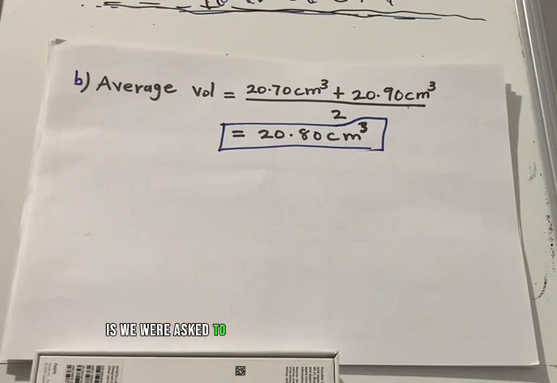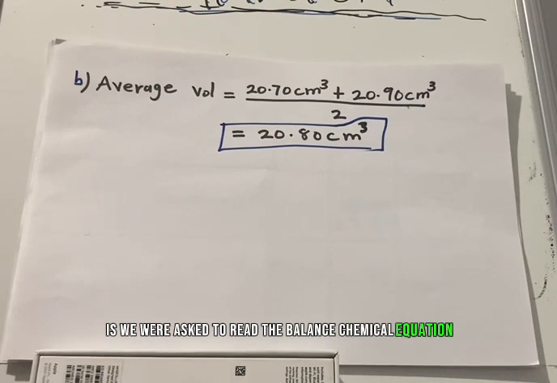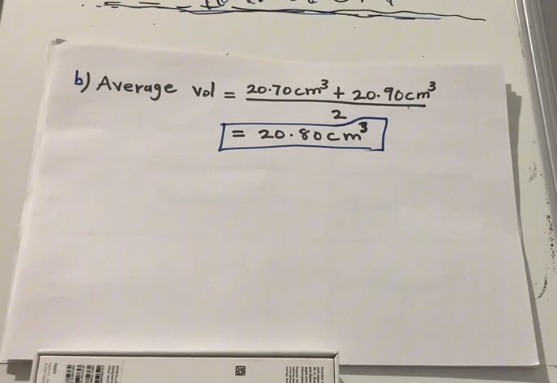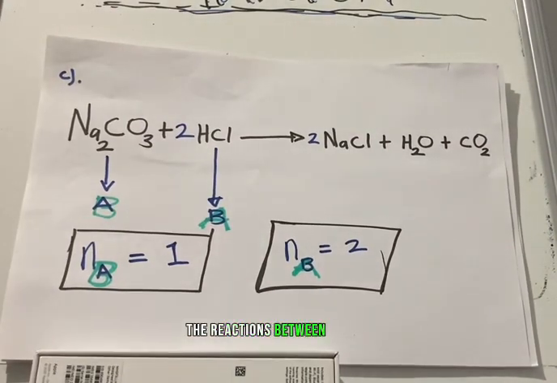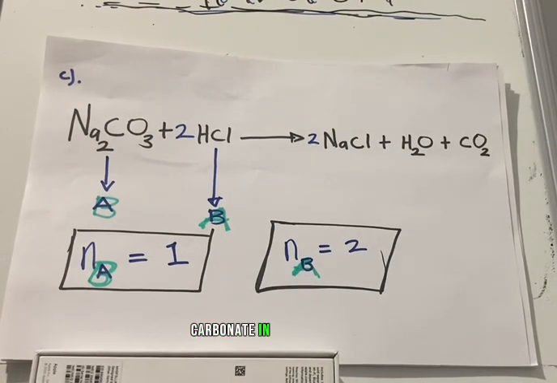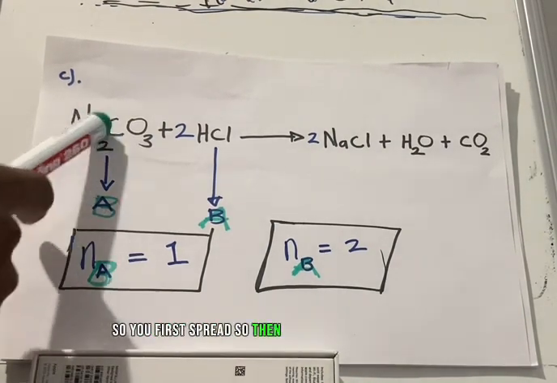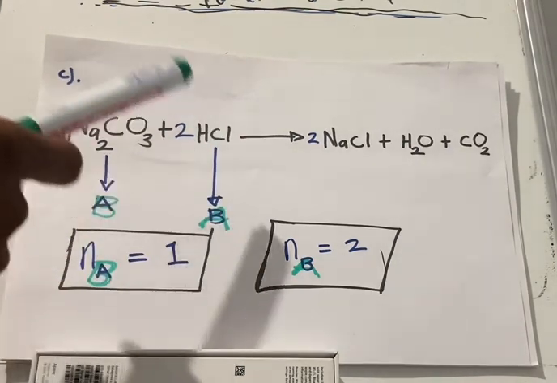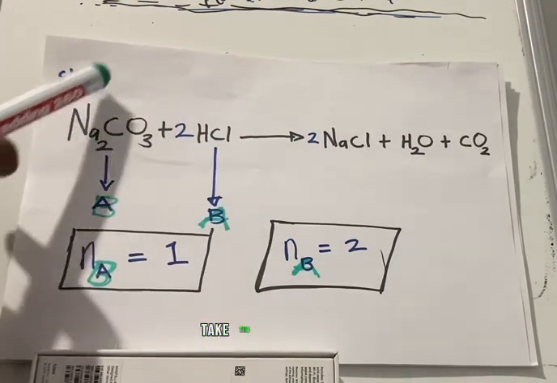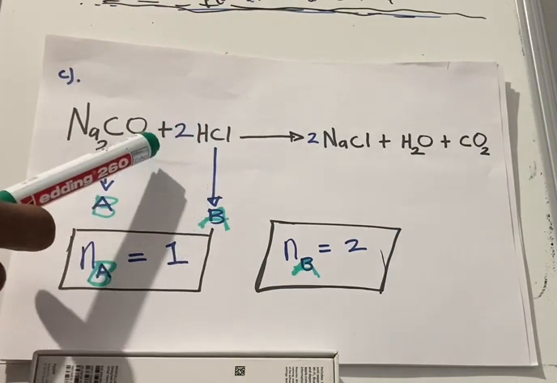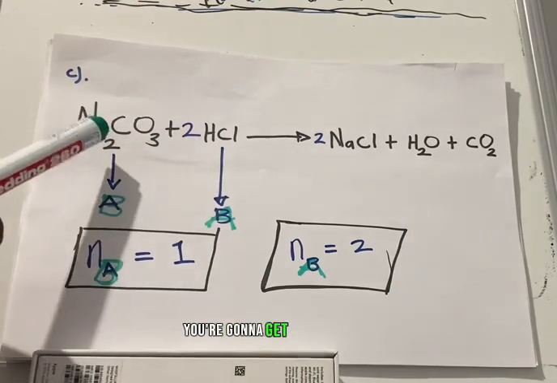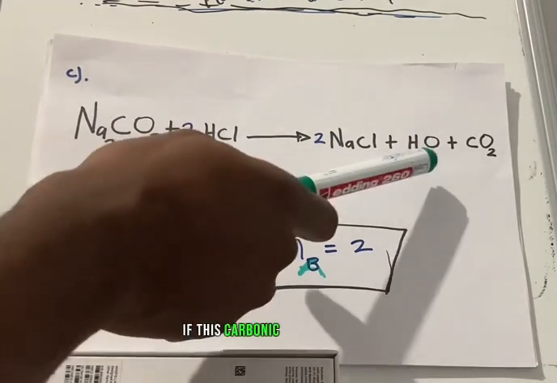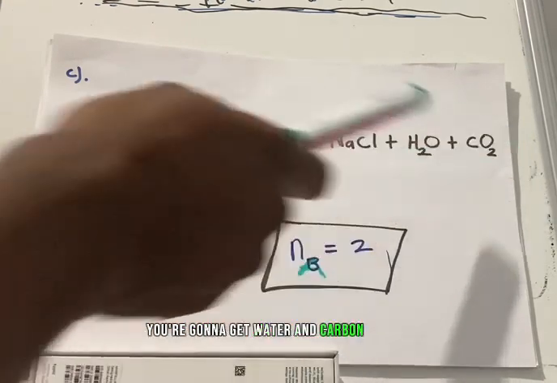The next question we're going to move to is we were asked to write the balanced chemical equation of the reaction. In writing the balanced chemical equation, the reaction is between sodium carbonate and hydrochloric acid. So you first write sodium carbonate and hydrochloric acid. If you change partners, you're going to get NaCl here. And if you change your hydrogen here, you're going to get carbonic acid. If this carbonic acid dissociates, you're going to get water and carbon dioxide.